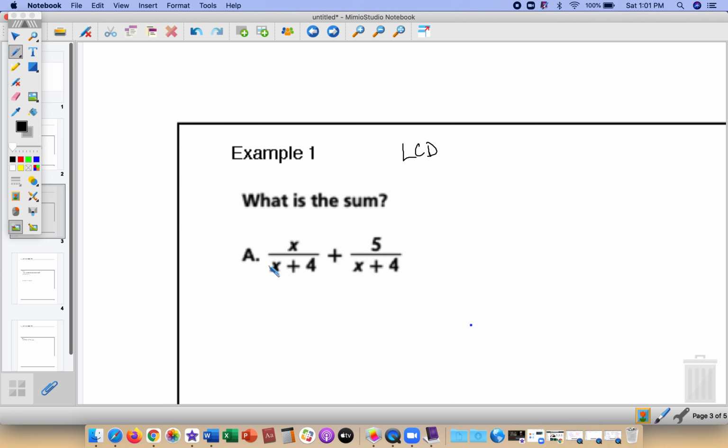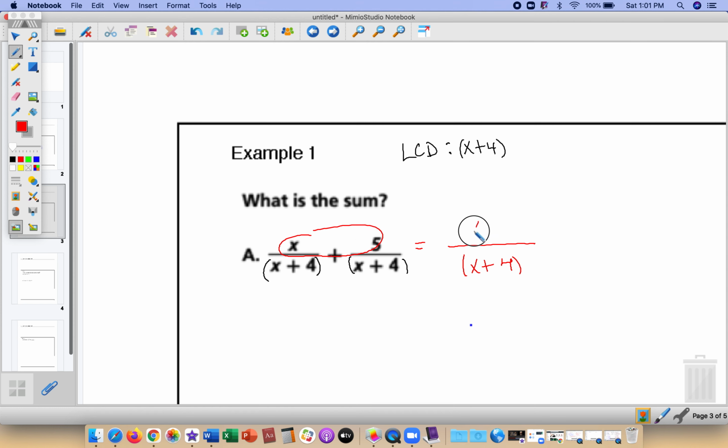So for this one, we first ask ourselves, what's the LCD? I like to factor both denominators first. So the quantity x plus 4, nothing factors out, so I'm going to put parentheses around it. The least common denominator is the quantity x plus 4. We don't need to do anything to either denominator because they're both the same. So I'm going to have everything over the quantity x plus 4.